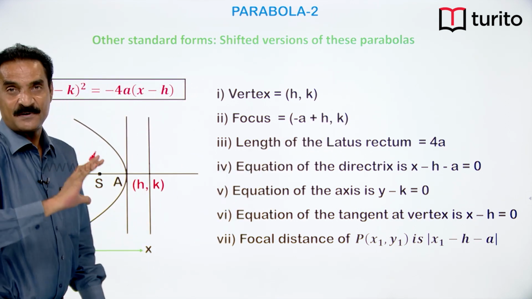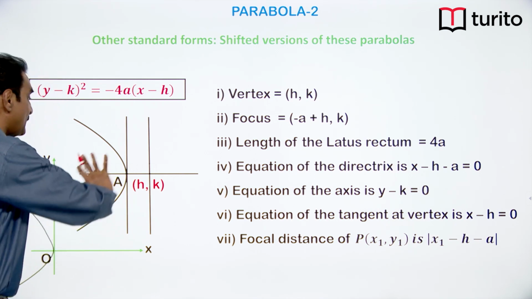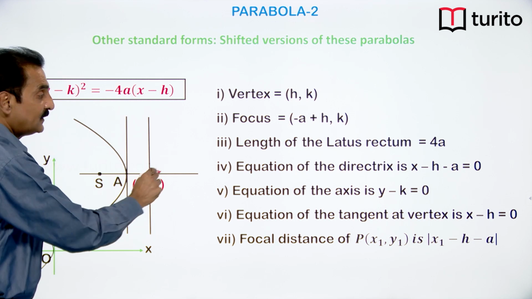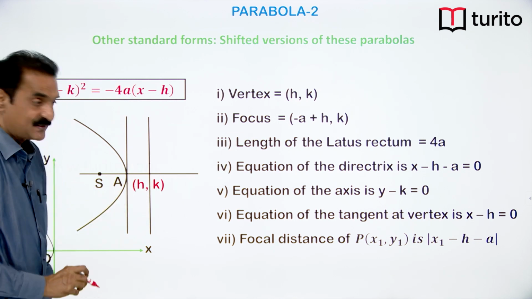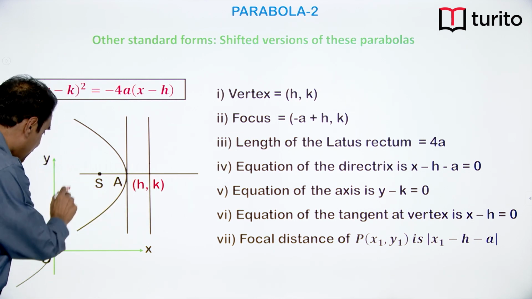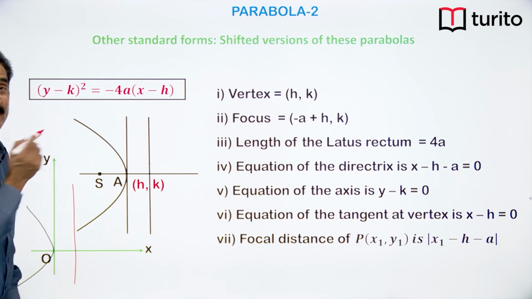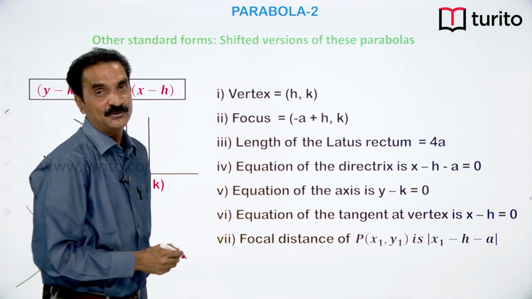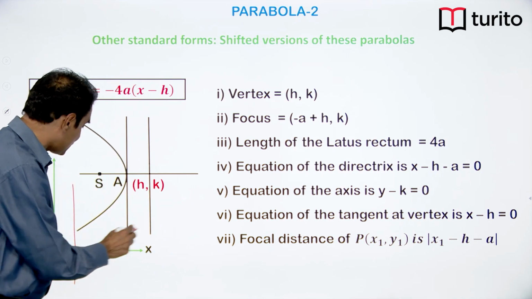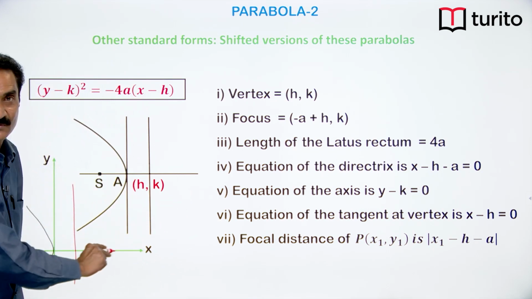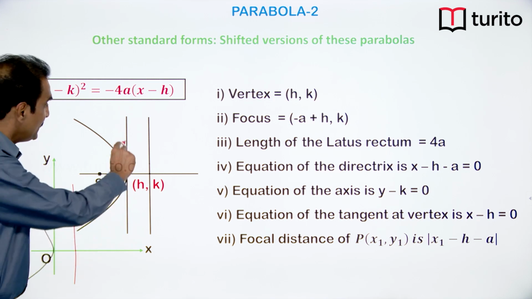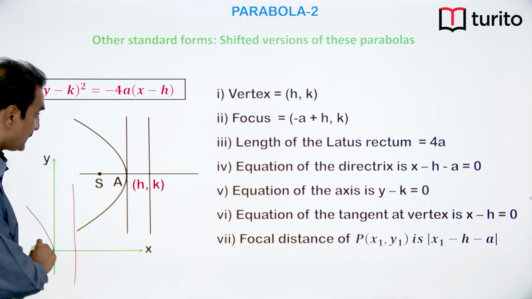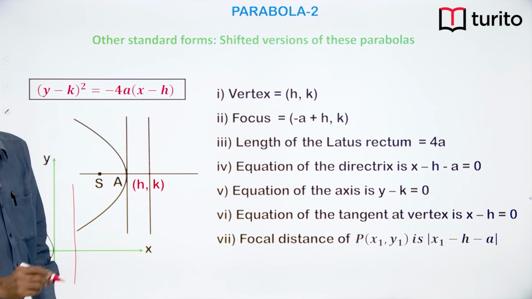Length of the latus rectum remains same because the same parabola is shifted. Next, equation of the directrix. Directrix of the parabola in the original position is x minus a is equal to 0. Now, x minus h minus a is equal to 0. Equation of the axis is the x axis, y is equal to 0 in the original position. So, in this position, the equation of the axis will be y minus k is equal to 0.